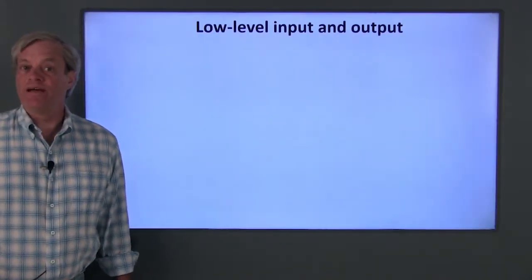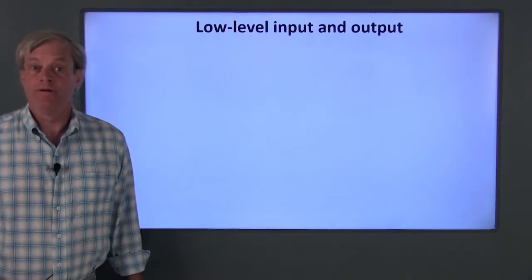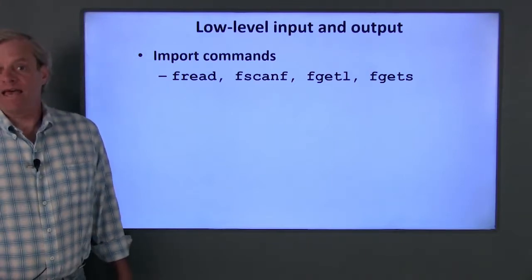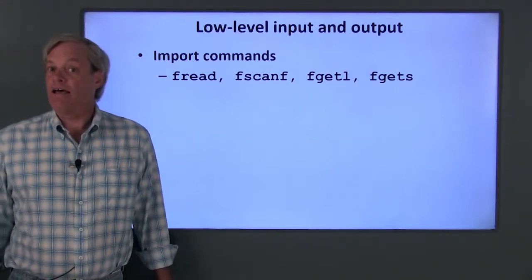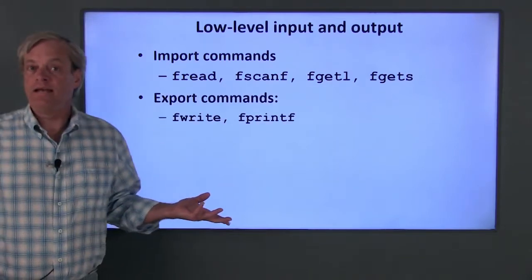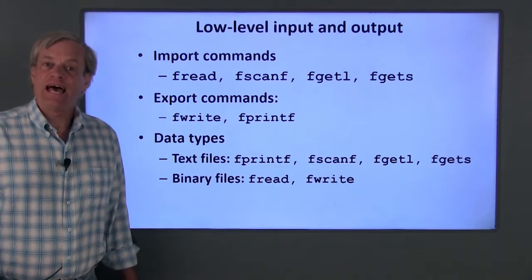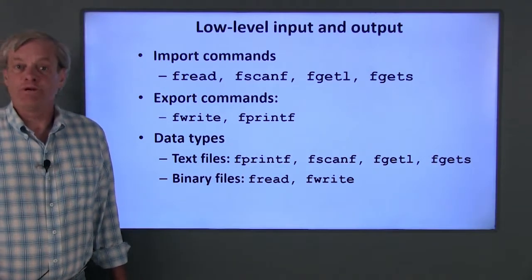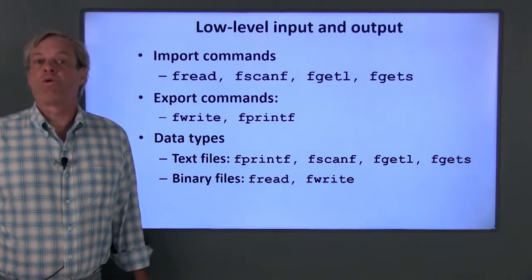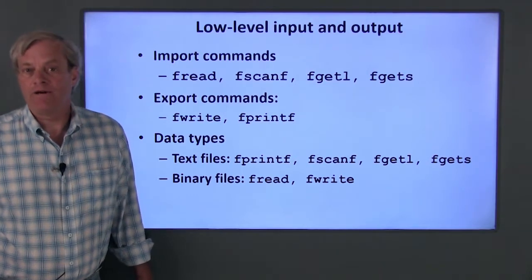Low-level input-output commands can be tailored to read just about any kind of data in any combination. Some of the available data import commands are fread, fscanf, fgetl, and fgets. Data export commands include fwrite and fprintf. The main categories of the commands are based on the type of data you're working with. fprintf, fscanf, fgetl, and fgets all work with formatted text files. fread and fwrite work with binary files.